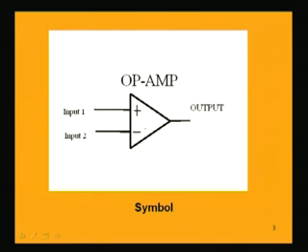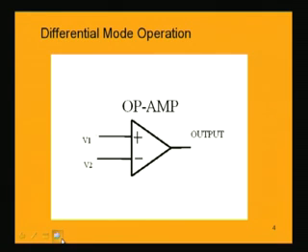The OpAmp symbol has two input terminals, one non-inverting and the other inverting. Here the symbol of this OpAmp is shown, with input 1 and input 2. These two terminals are there in the OpAmp, where one terminal is non-inverting and the other is inverting, and the output is obtained from the OpAmp. This is the device symbol. As seen here, there are two input terminals, so the voltages are applied at the two inputs.